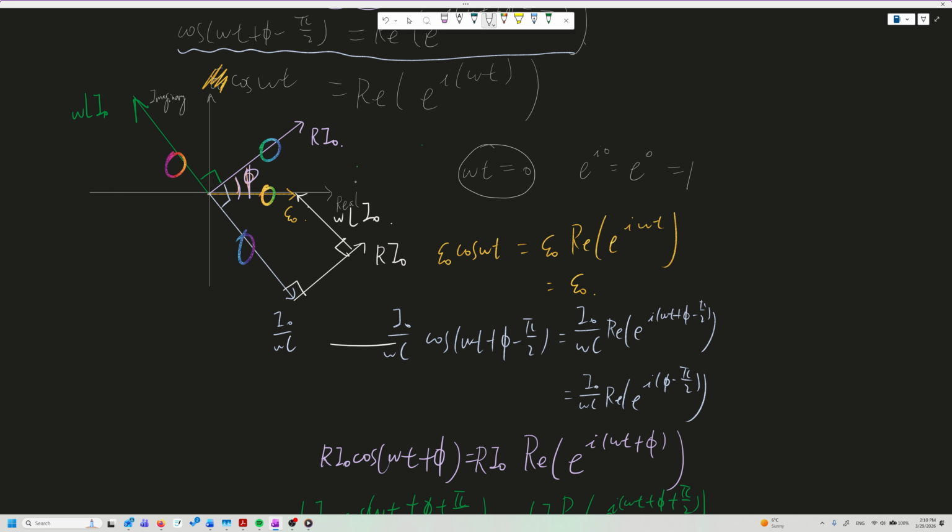And keep in mind that this whole shape rotates at speed omega. Remember that omega t term? As t increases, this whole setup rotates around this plane at angular speed omega. But the point is, this shape doesn't change. All four vectors together rotate at angular speed omega. And so this relationship, that these three vectors' sum gives epsilon 0, is always true no matter what. And so this is our answer to part B, our visual representation.